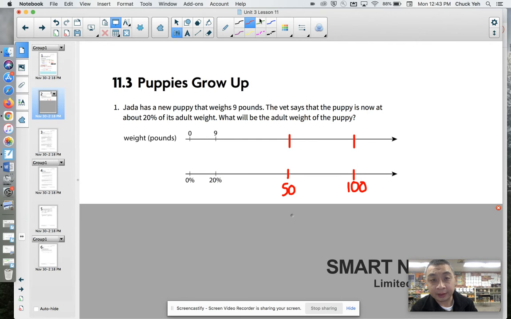What do you get? 9 times 100 divided by 20. I think we get 45, right? And then what's half of 45? So do 45 divided by 2. Go in and pause it and do that. You get 22.5. Okay?